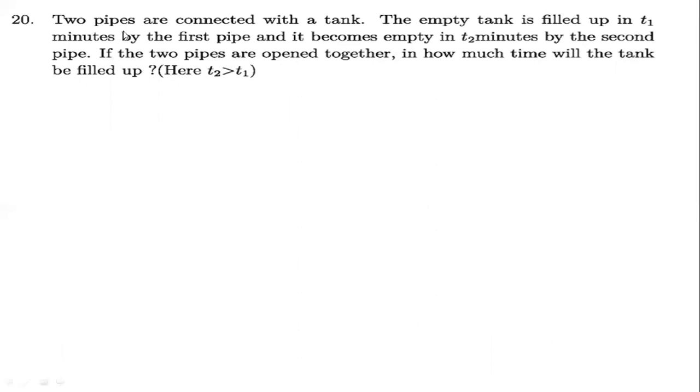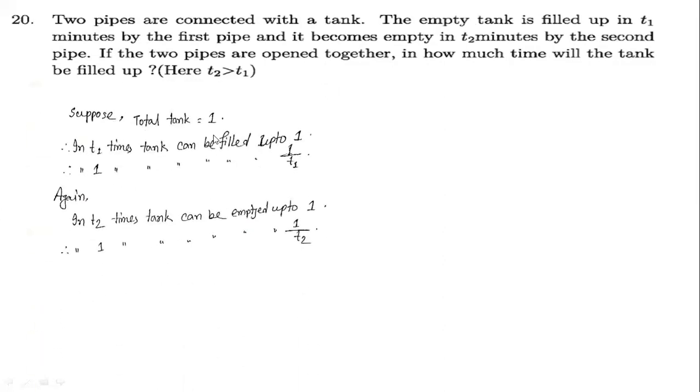Two pipes are connected to a tank. The empty tank is filled up in T1 minutes by the first pipe. It becomes empty in T2 minutes by the second pipe. If the two pipes are opened together, in how much time will the tank be filled, while T2 is greater than T1? The tank becomes empty in T2 minutes, and in T1 minutes it is filled.